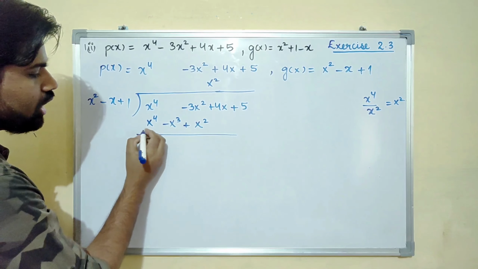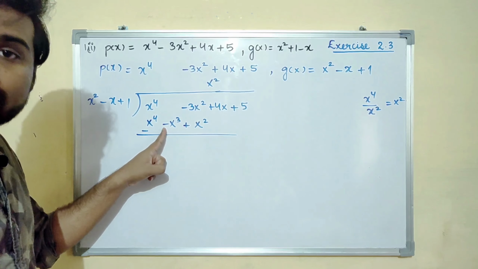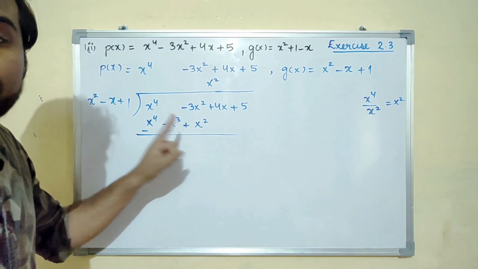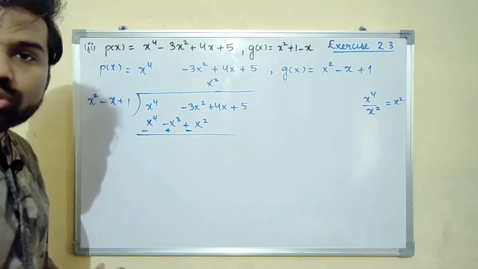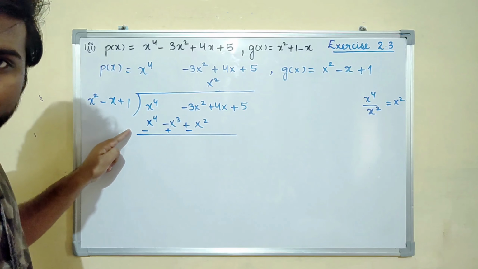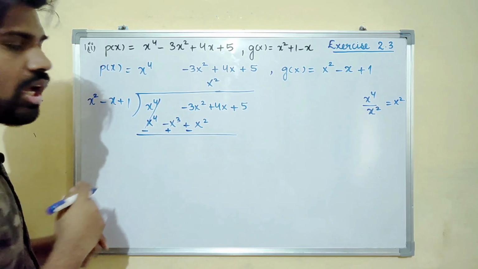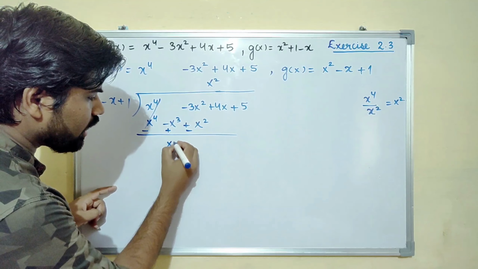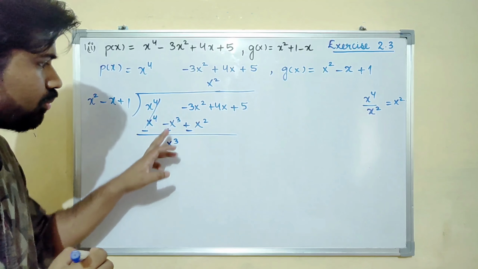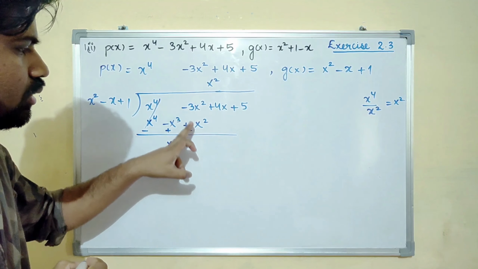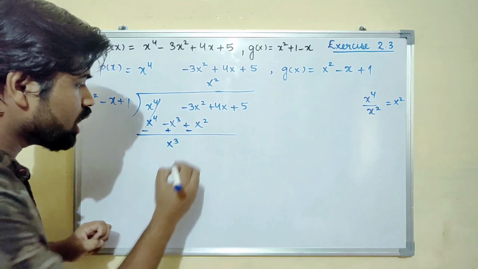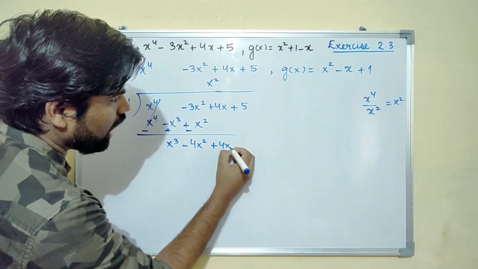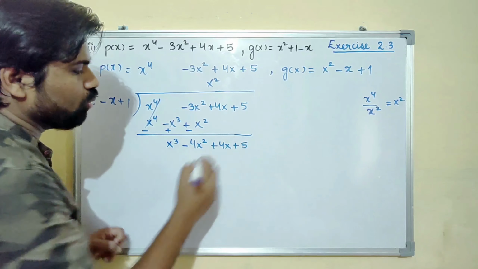Now let us reverse the sign and solve it. Here it is positive, then it will become negative. Here it is negative, then it will become positive. Here it is positive, it will become negative. Let us solve it. This will be cancelled, right? The first term of the dividend gets cancelled every time, right? And it will become plus x cube, and it is minus 3x square minus x square, which is minus 4x square, plus 4x and plus 5 will come down.